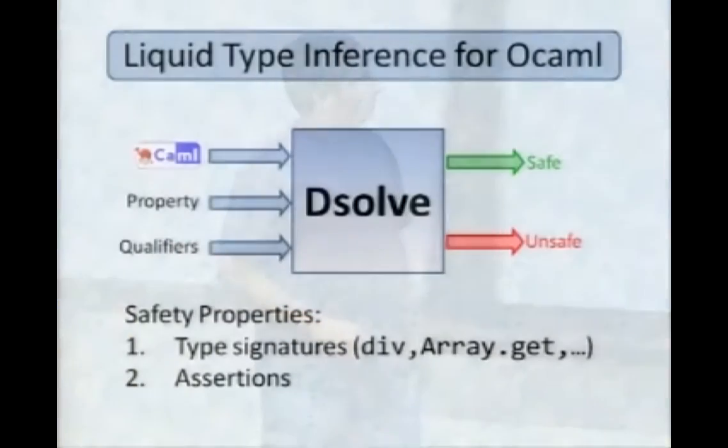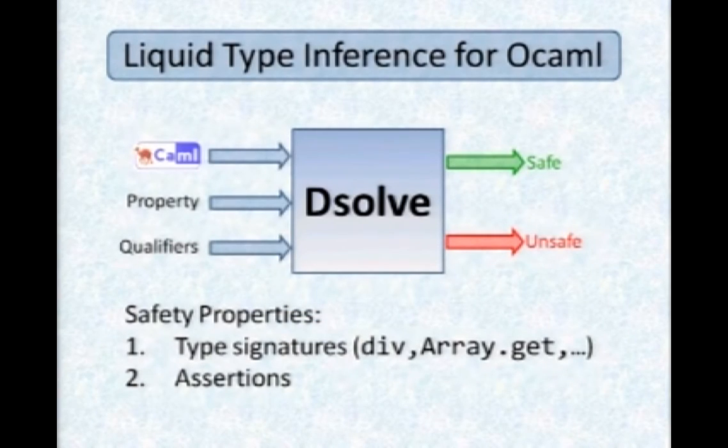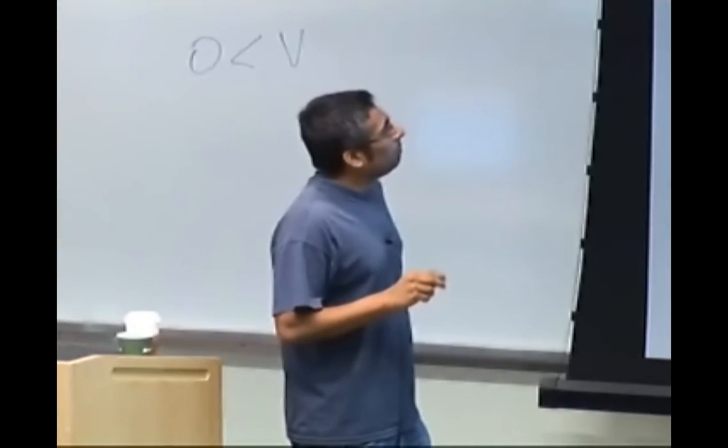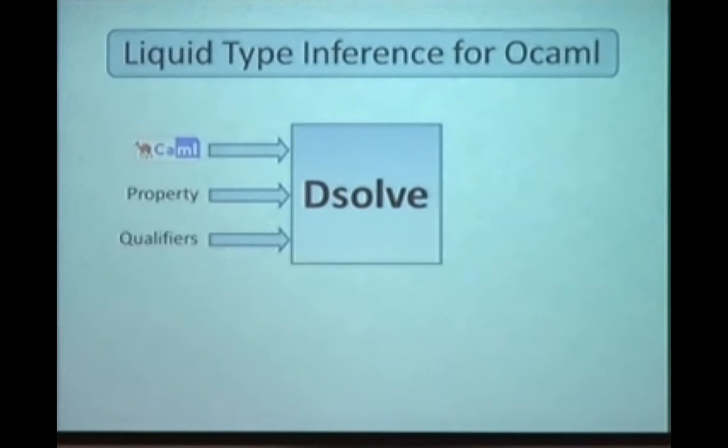Okay. So we've implemented all this stuff in a tool called Dsolve that takes in a program, a property. What are these properties? These properties are these type signatures, for example, for get and div and so on, or even just plain old assertions.